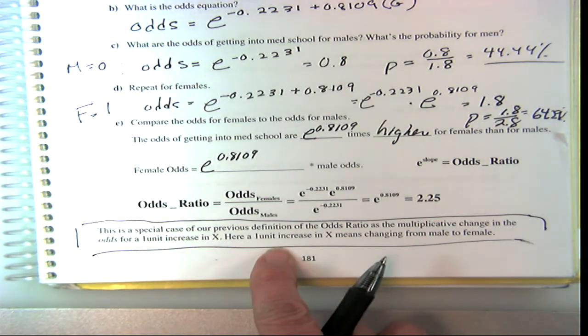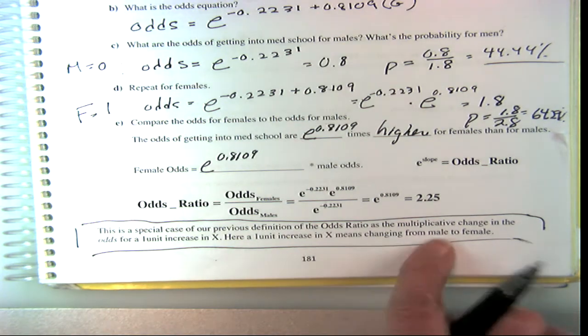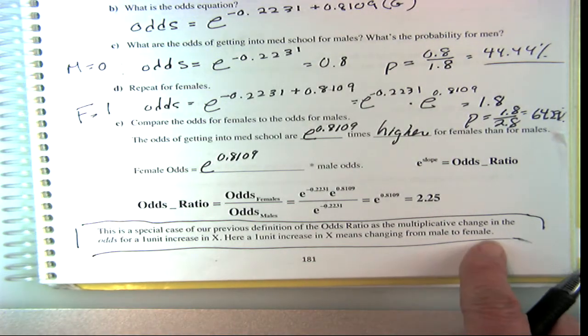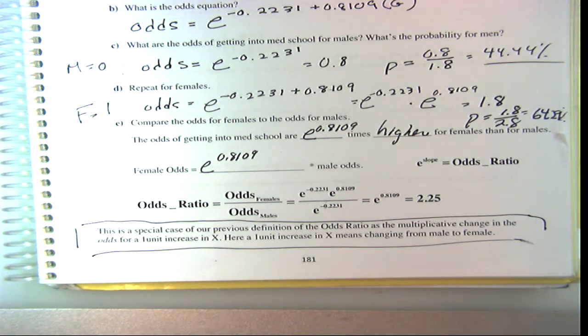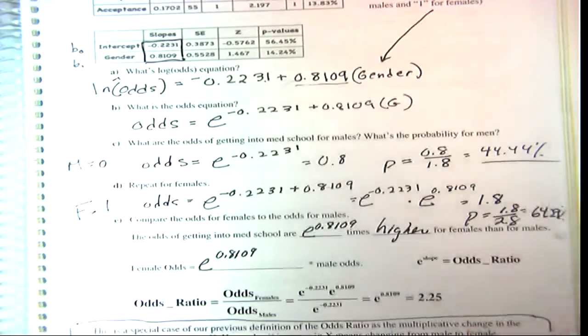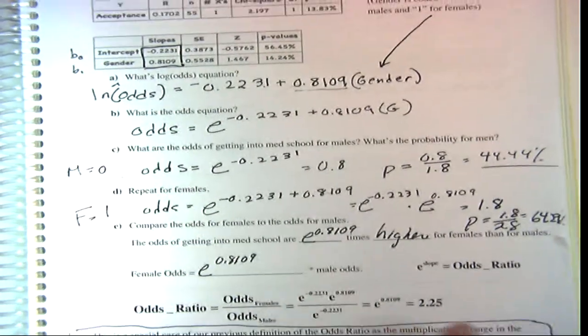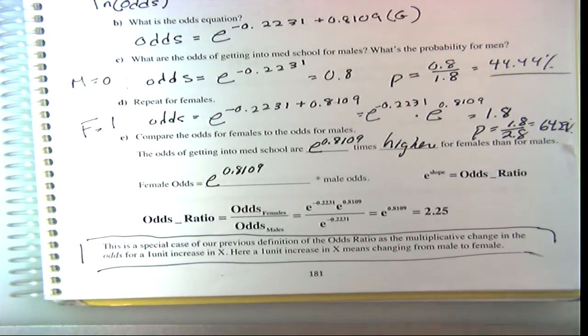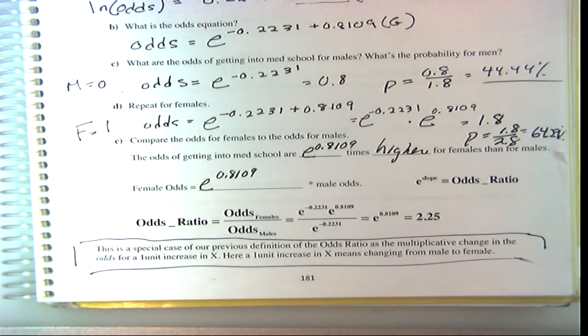And here the 1 unit increase just means going from male to female, because we coded males as 0 and females as 1. If we coded them the opposite, it would be the same thing, except that the sign here would change. So instead of multiplying by 2.25, you'd be dividing by 2.25 as you went from. It just depends on what you code as 1 and 0. That's the multiplicative change.